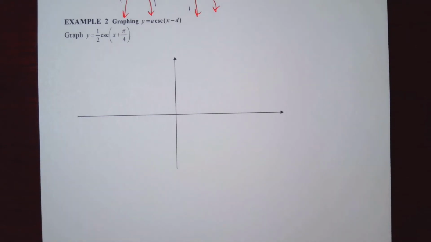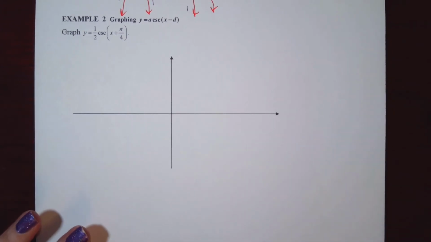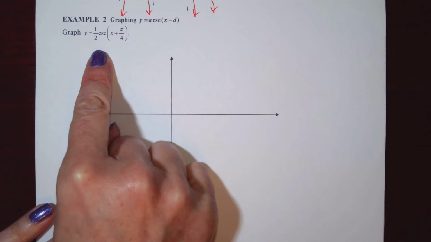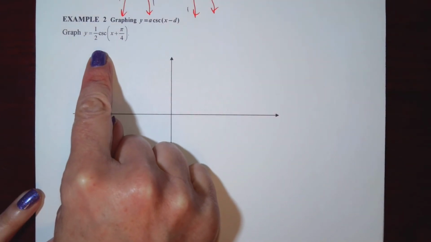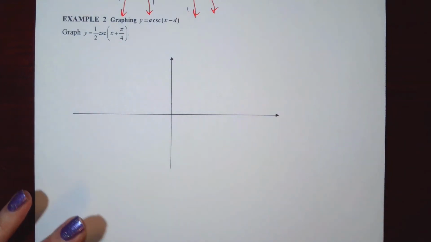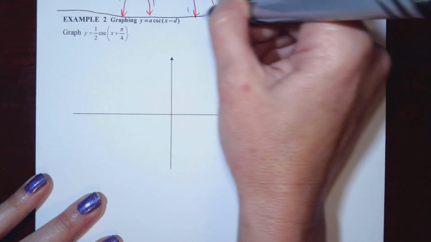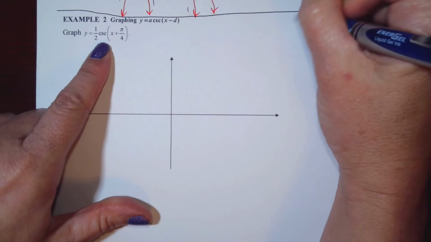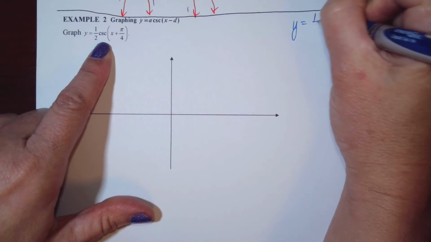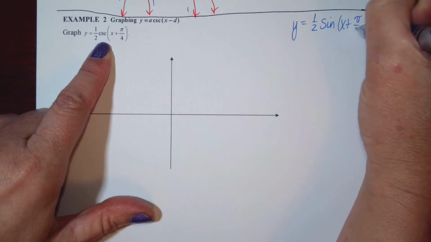You should have practiced in my math lab, as well as done the guided notes and any written assignments that were assigned. Okay, 1/2 cosecant (x + pi/4). Not going to start by graphing cosecant. Where am I going to start? Well, the reciprocal function of cosecant is sine. So I'm going to start with the graph of 1/2 sine (x + pi/4).